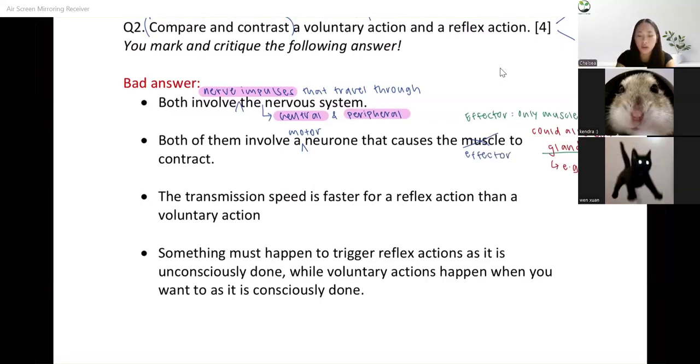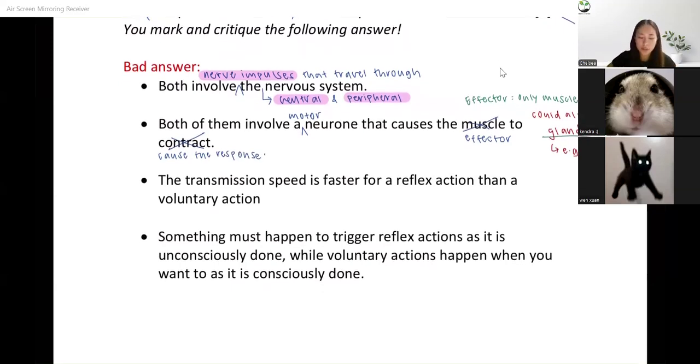Now, if I change the muscle to effector, can I still use the word contract? No, right? Because do your glands contract? No. So I will have to change this one as well. I will change it to cause the response. Something that is less specific but still conceptually correct.